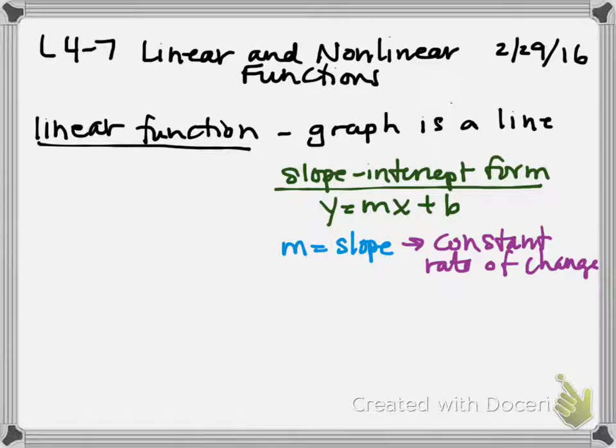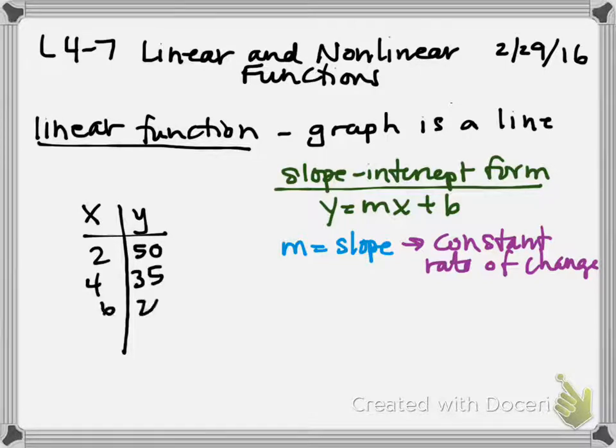So one of the things that you did was to determine whether you could get a line from a table of values by checking to see if there was a constant rate of change. If there wasn't a constant rate of change, then we weren't going to get a line, and we just kind of left it alone. Now we're going to kind of talk about that. So let's look at a set of values and prove that we would get a line from that set of values without graphing it. So we've got the ordered pairs (2, 50), (4, 35), (6, 20), and (8, 5).